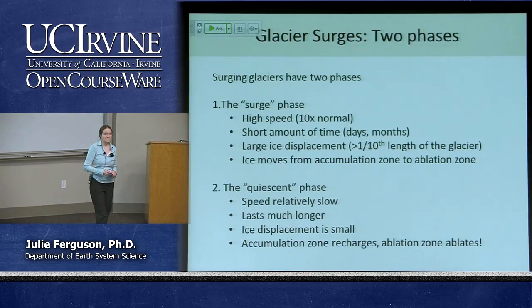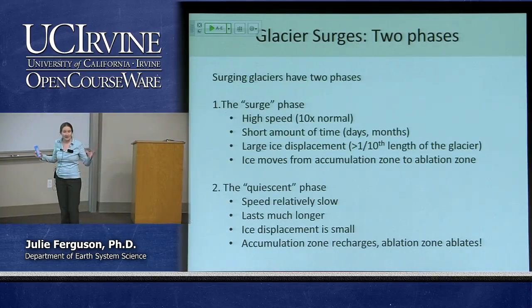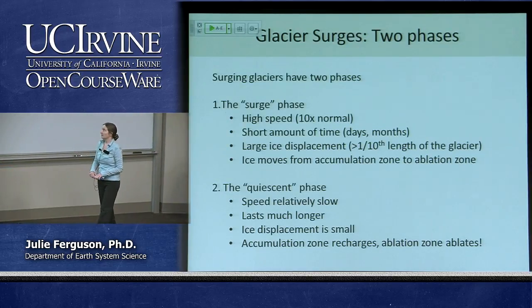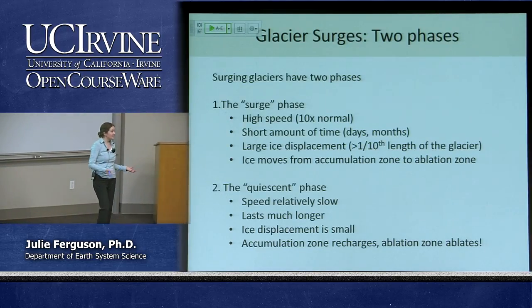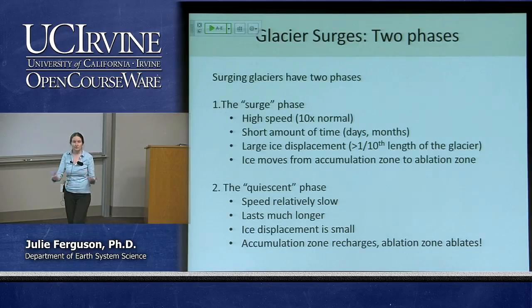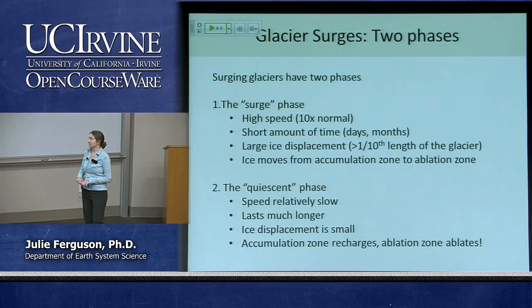So, what do they do? They have two phases. They have the surging phase, when they're actively advancing down and surging, and their speed is usually about 10 times what it would normally be. So this is a dramatic increase. This isn't speeding up slightly in the summer and slowing down slightly in winter. This is a really dramatic change for this glacier.